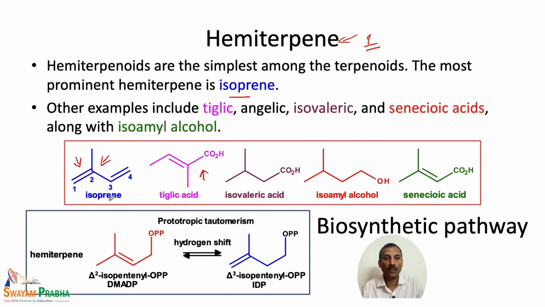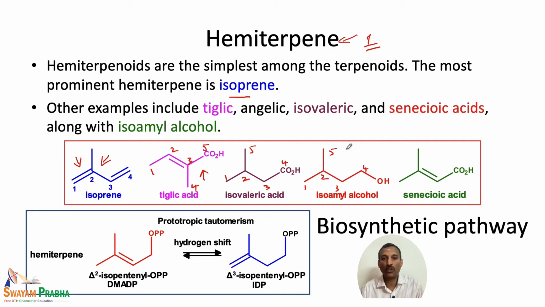And here is the example, like the 5 carbon units that are present are basically the hemiterpenes. Here we have 1, 2, 3, 4 and 5. The tiglic acid has 5 carbons, and in the case of isovaleric acid also we have 1, 2, 3, 4 and 5 carbon units, and isoamyl alcohol also has 1, 2, 3, 4 and 5 carbon units, and senecioic acid also has 5 carbon units.